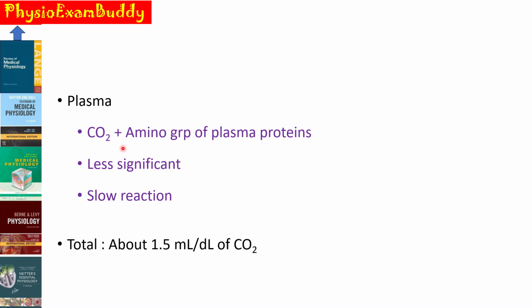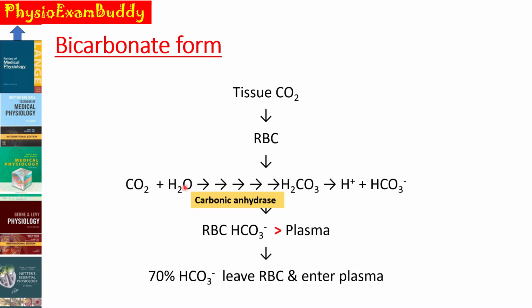In the plasma, the carbon dioxide combines with the amino group of the plasma proteins, but this reaction is much less significant and also very slow. So in short, a total amount of 1.5 ml per deciliter of carbon dioxide will be transported in the form of carbamino compounds. And the main form is the bicarbonate form.